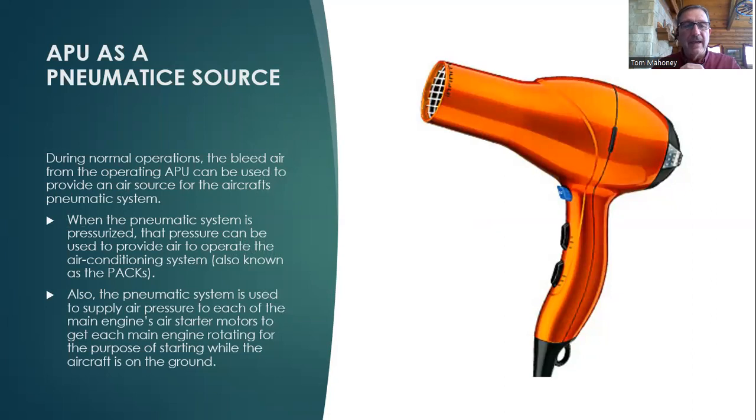So during normal operation, bleed air from the operating APU can be used as a source of air power for the aircraft's pneumatic system. When the pneumatic system is pressurized from the APU, the pressure can be used to provide air to operate the air conditioning system. Also, the pneumatic system is used to supply air pressure to each of the main engine's air starter motors to get each main engine rotating for the purpose of starting while the aircraft is on the ground. Can also do this in the air, but typically we would use the APU to start the engines on the ground.